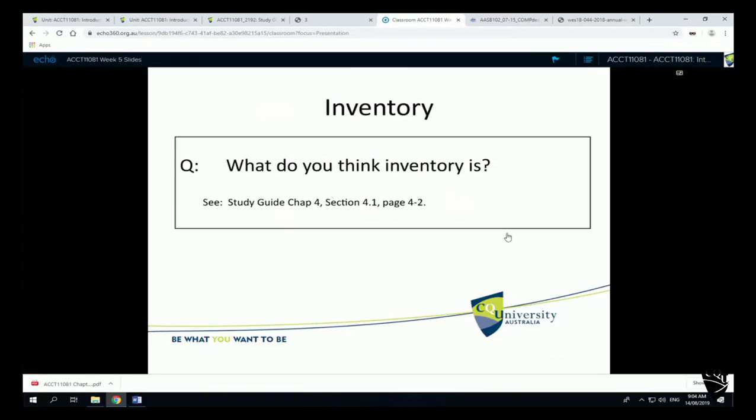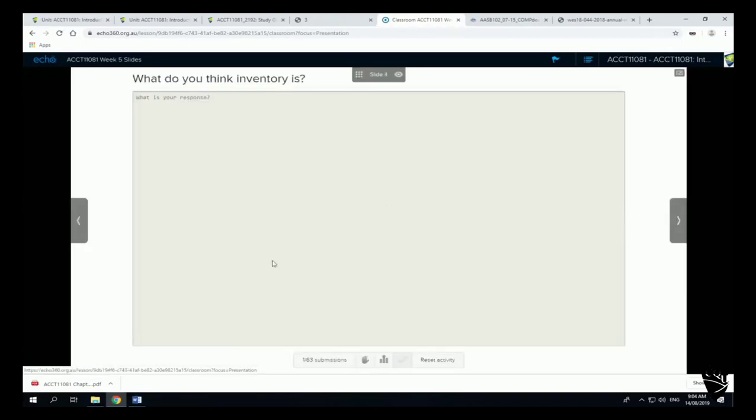But I'm not interested in the study guide's definition of inventory. I want to know what ACCT 11059 students think. So please give me your thoughts. What do you think inventory is? What comes to mind?